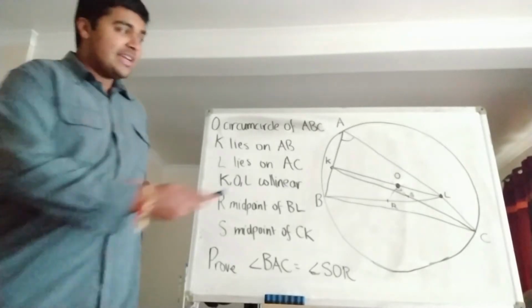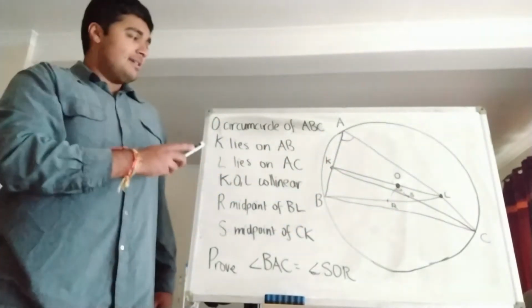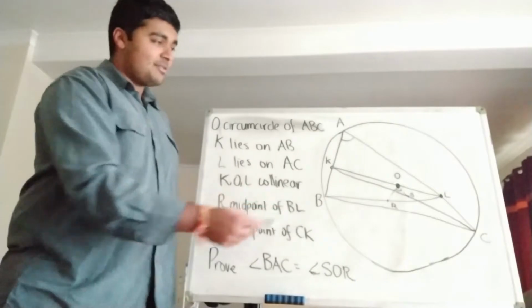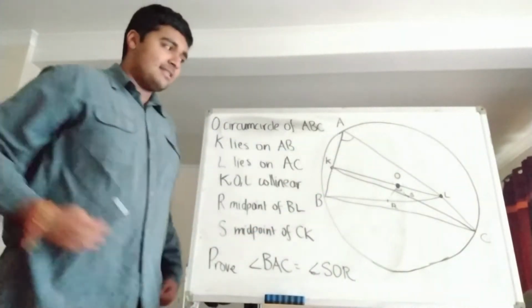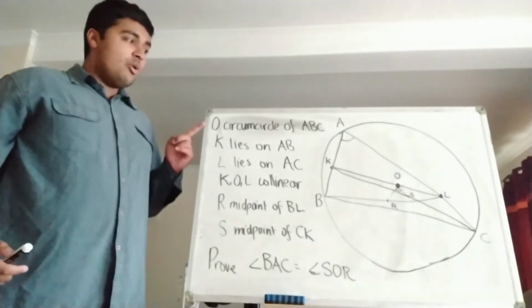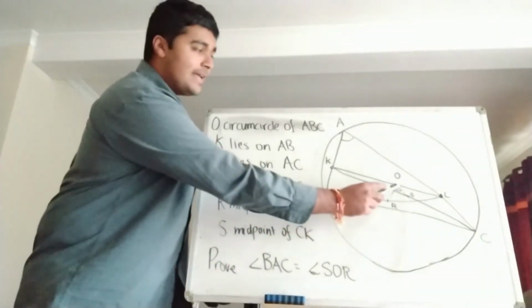Anyway, we have a triangle ABC, and we draw a circumcircle around it. A circumcircle is simply the circle which passes through each of the vertices, and that's a unique circle. And O is the centre of this circle, so this point here.